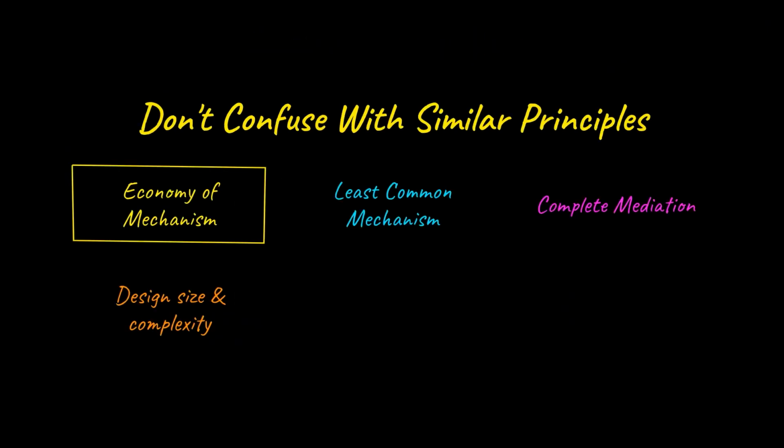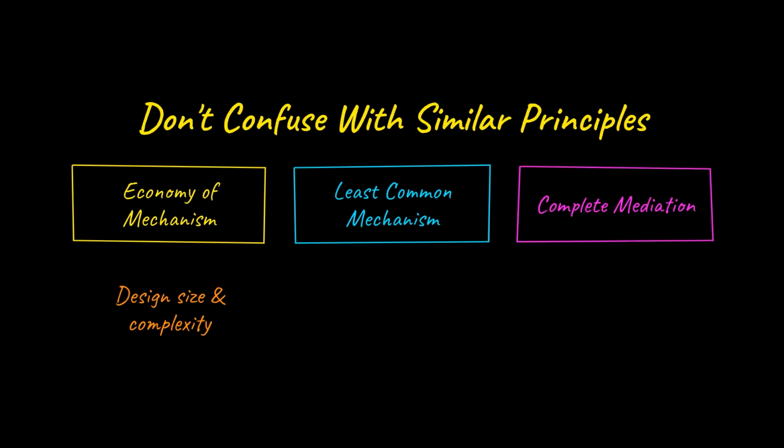Economy of mechanism is often confused with 2 neighbors. Least common mechanism minimizes shared resources between users to limit side channel risk. A different concern entirely. Complete mediation requires checking every access against current policy. That's about frequency of checks, not system size. Economy of mechanism uniquely targets the complexity of the design itself.